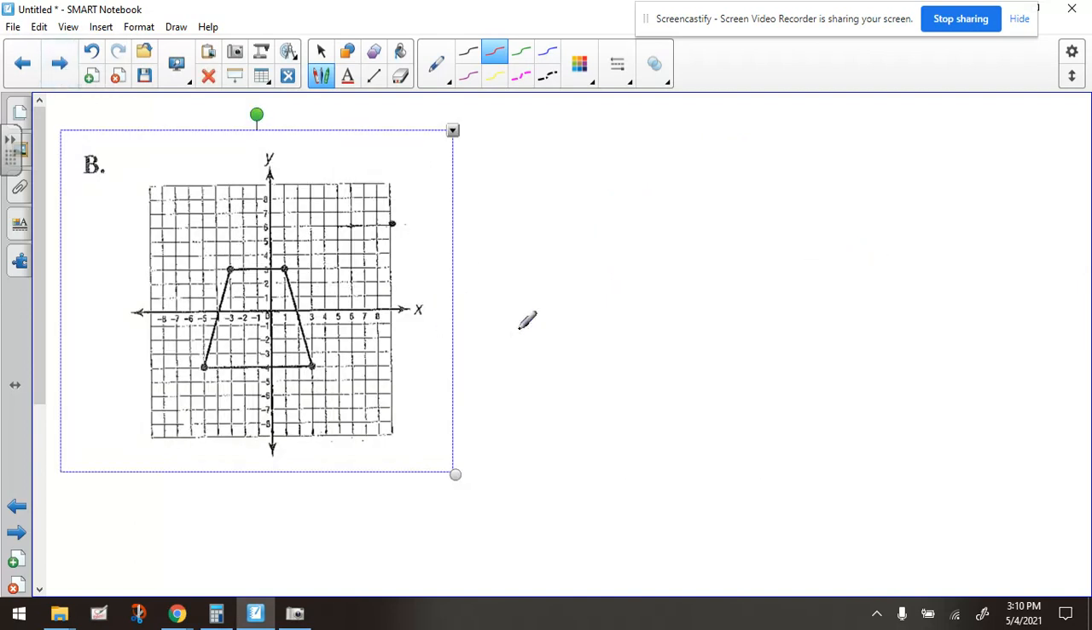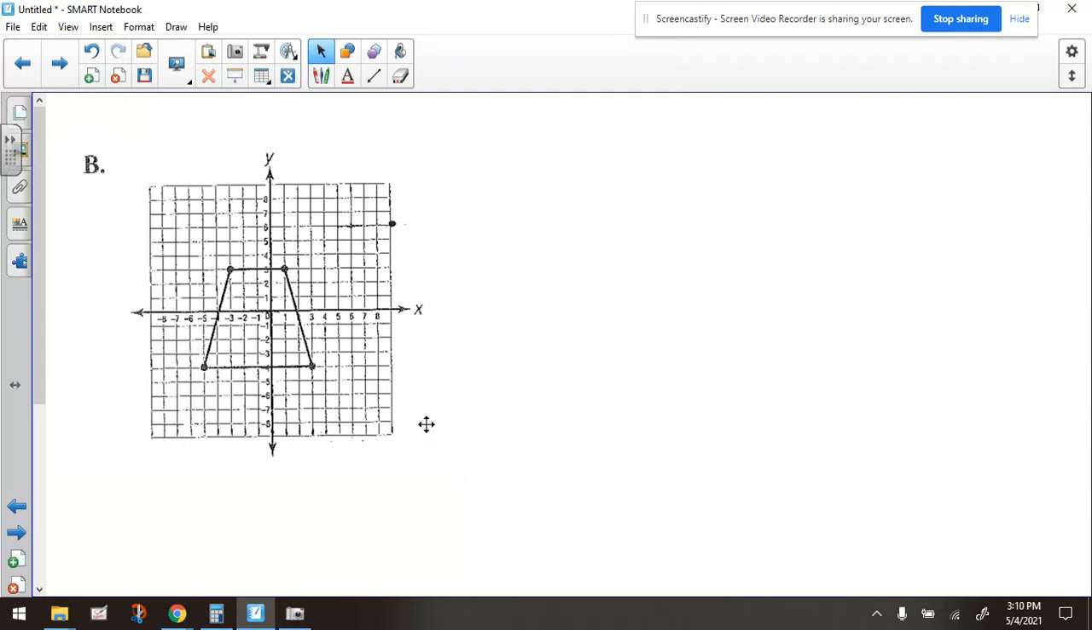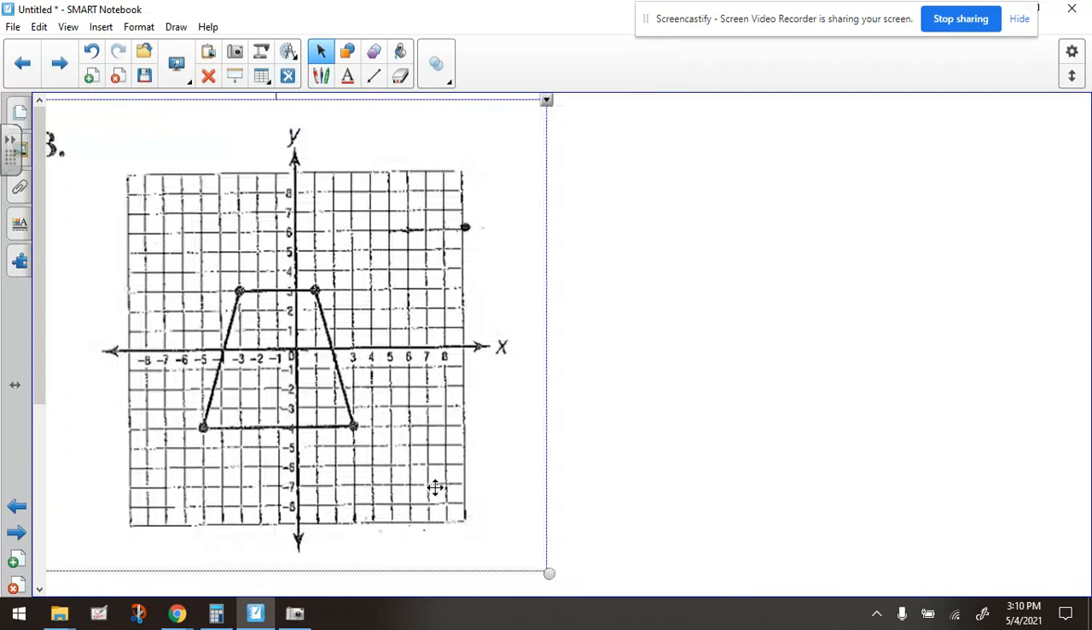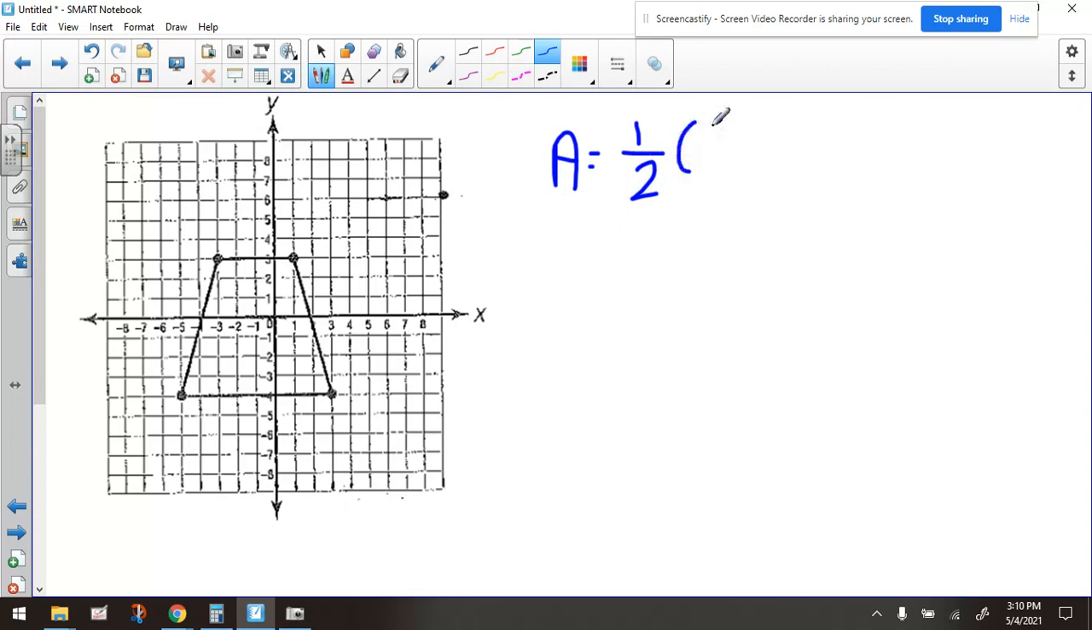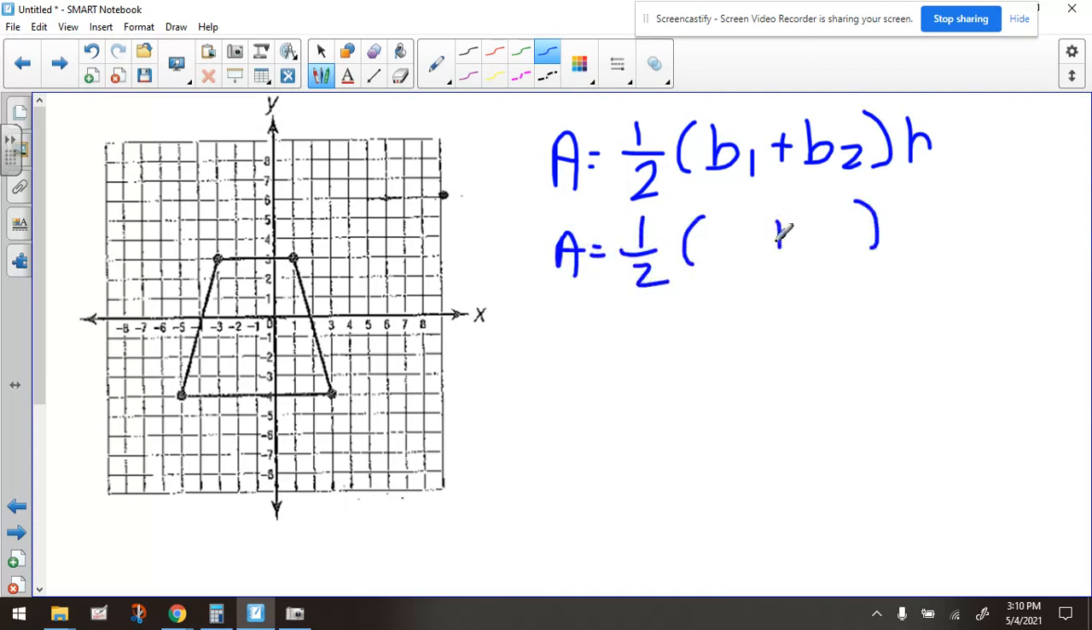Let's look at choice B. They give us a trapezoid, right? Are you seeing that it's a trapezoid? Maybe we should make it a little bit bigger so you can see it. The formula for area of a trapezoid is area equals half of the sum of the parallel sides, which we call base 1 plus base 2, times the height. So let's substitute in our values and count the dimensions for the parallel sides.